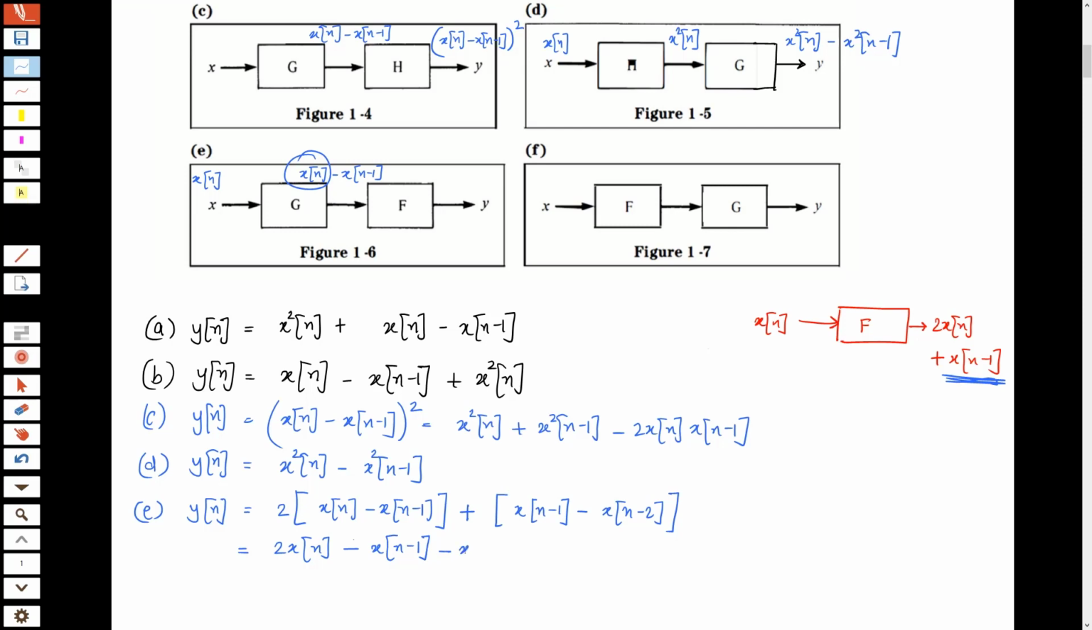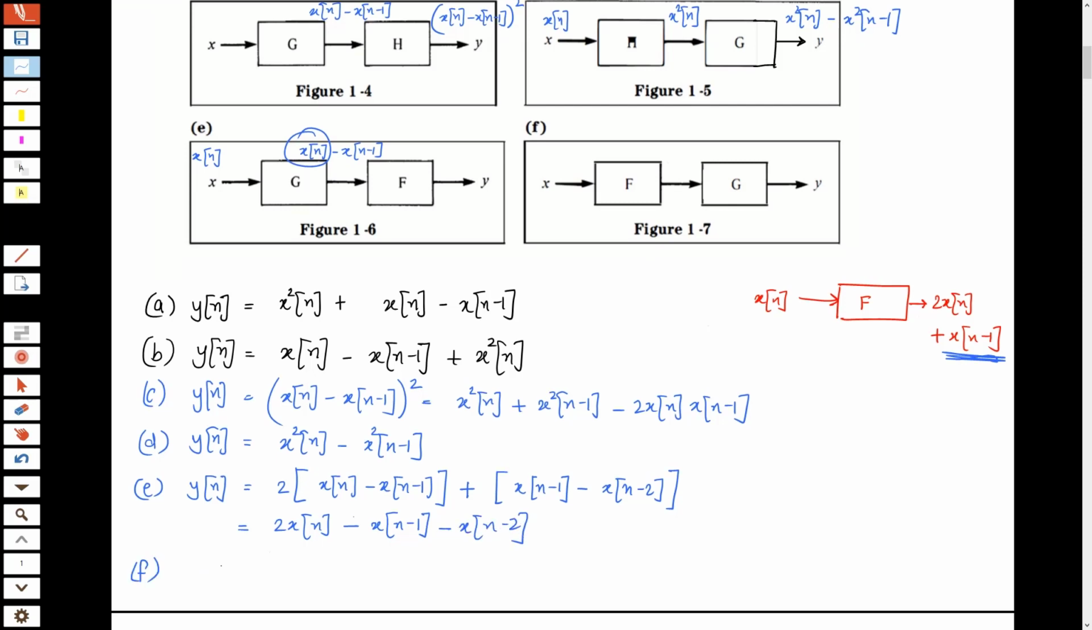minus x[n minus 2]. Okay, moving to part F, we notice that it's again a cascade combination, but block F is connected first and then G is connected. So if x[n] was the input, the output of block F, as we know already, would be 2x[n] plus x[n minus 1]. And now this is the new input to block G. For all the other questions also, you could have just assumed this to be another new signal alpha[n], and that you consider that as the input to block G, right? And what does block G do?